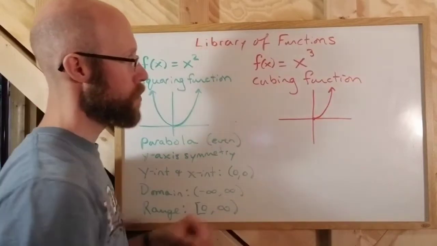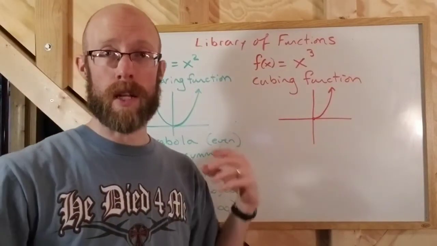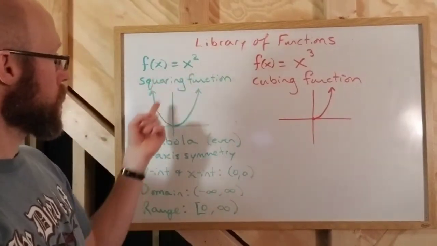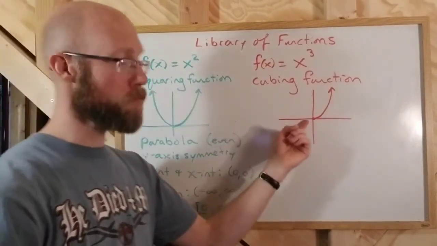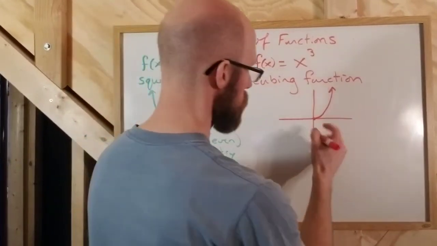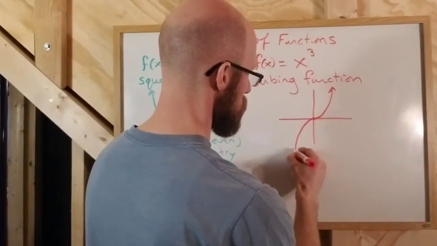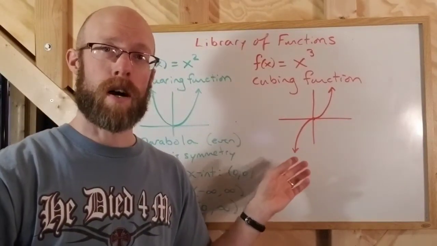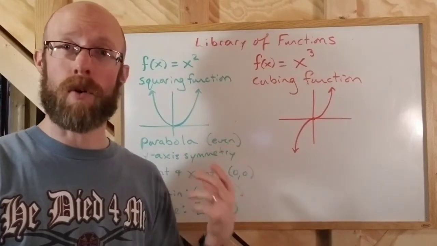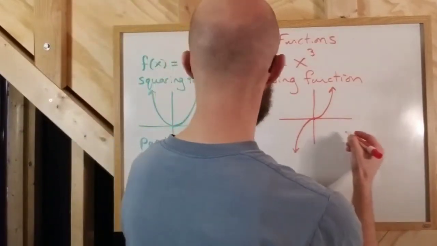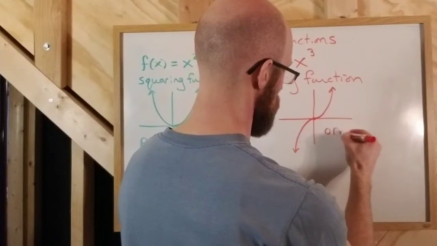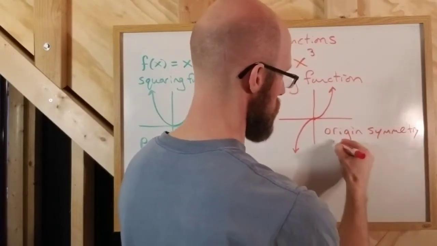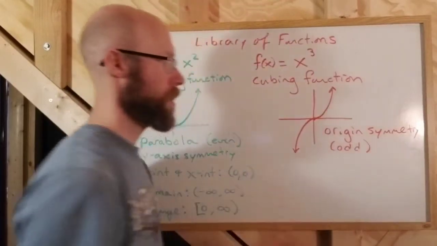Now on the left side, when you cube a negative number, you get out a negative number, which is different than with a square. When you square a negative, you get a positive. When you cube a negative, you get a negative. And so you're going to have a mirror image, but it's going to be down and to the left. The cubing function, therefore, does not have y-axis symmetry. It has origin symmetry. Okay, so this is origin symmetry, which makes it an odd function. Okay.